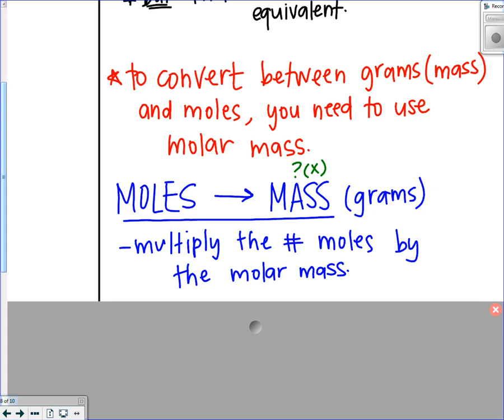It's going to say something like, what is the mass? Or calculate the mass. So X or question mark is the mass. That's what we're trying to get to. And what we've been given and the information that we know is moles. And so with that information, we're going to multiply the number of moles by the molar mass.